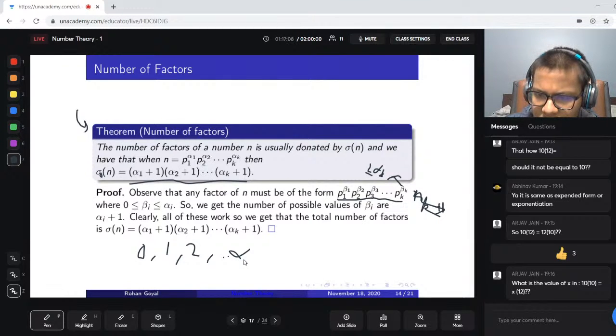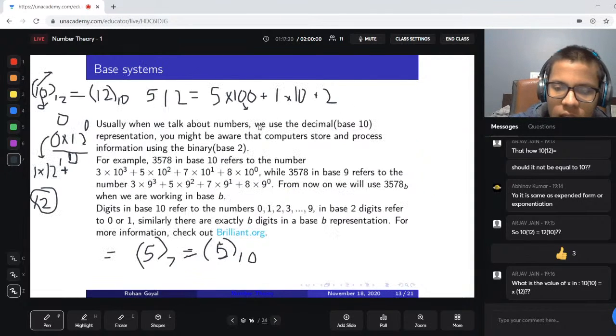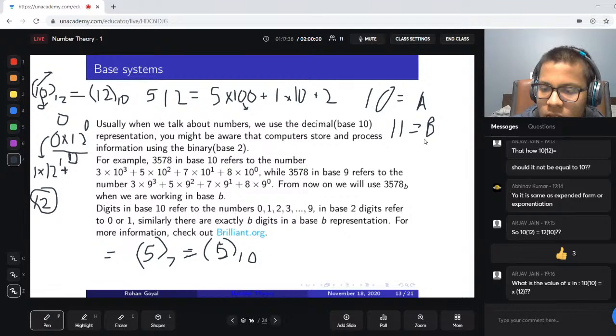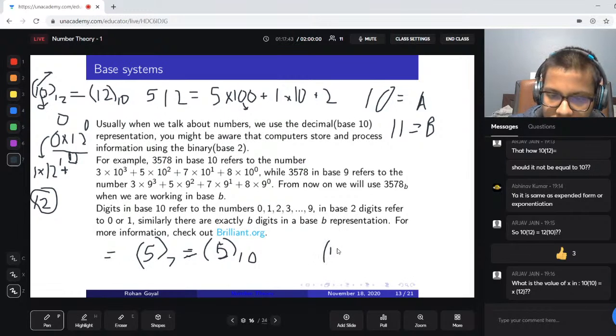10 base 10 equals x base 12. Oh, okay, I see what you mean. Sorry to diverge, but when we move on from base 10 to base 12, we replace the digit 10 with the digit A, and we replace the digit 11 with the digit B, because otherwise it would be very confusing what they mean. So 10 base 10 is equal to A base 12. Sorry for the confusion.